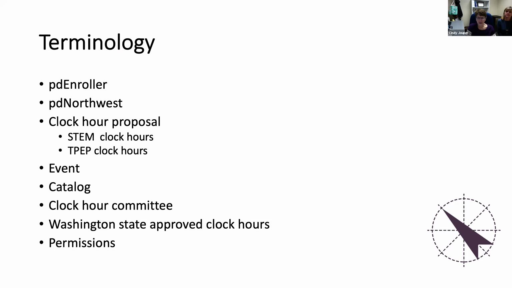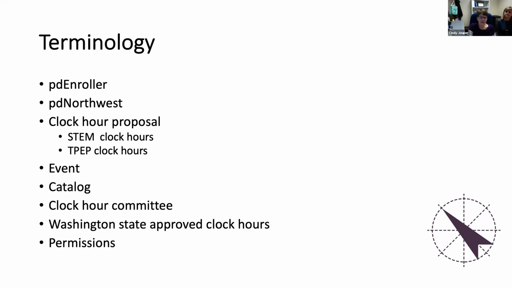When I talk about a clock hour proposal, that's where you'll submit the information that you need to have a class approved for clock hours. And there are a couple of types besides the general clock hours that anybody can get. There's also STEM clock hours and TPEP clock hours. You can apply for any of those or all of them together. You can have different amounts of STEM or TPEP than the full clock hour proposal. And we'll look at that when we go through creating a proposal.